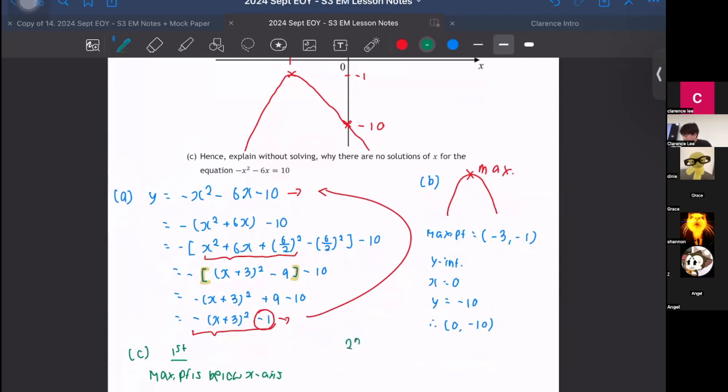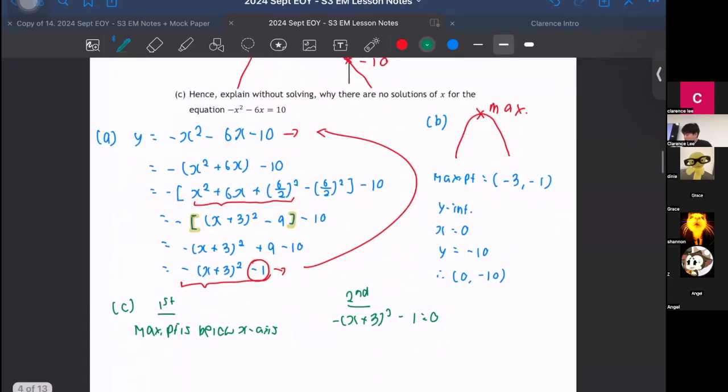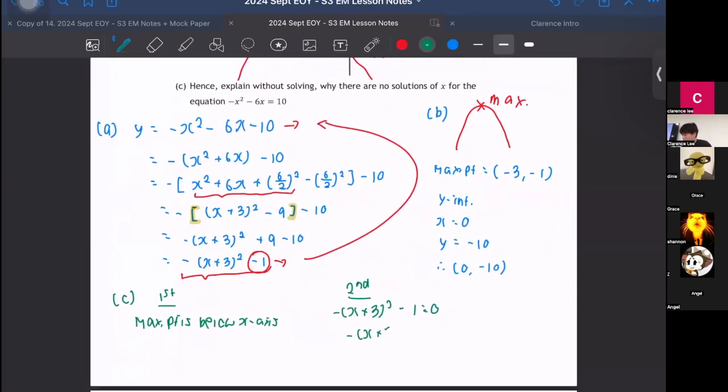Your second method is you use your complete the square. And from here, this will tell you that negative (x plus 3) squared must be equal to 1, which means (x plus 3) squared must be negative 1, which is not possible.